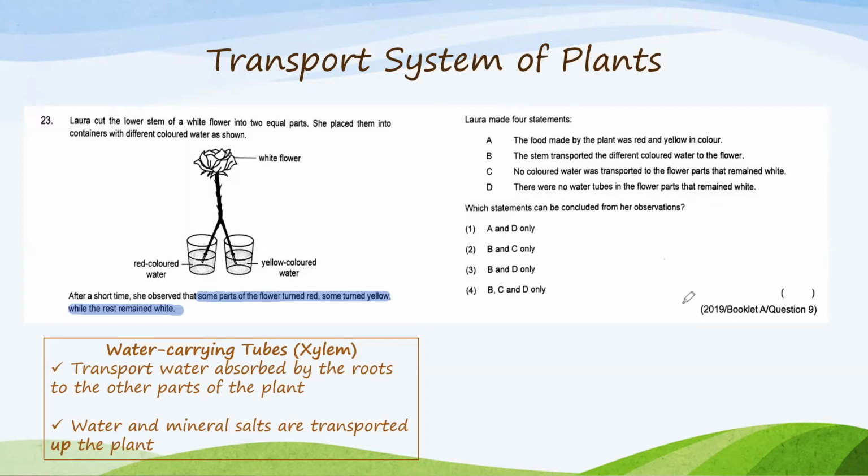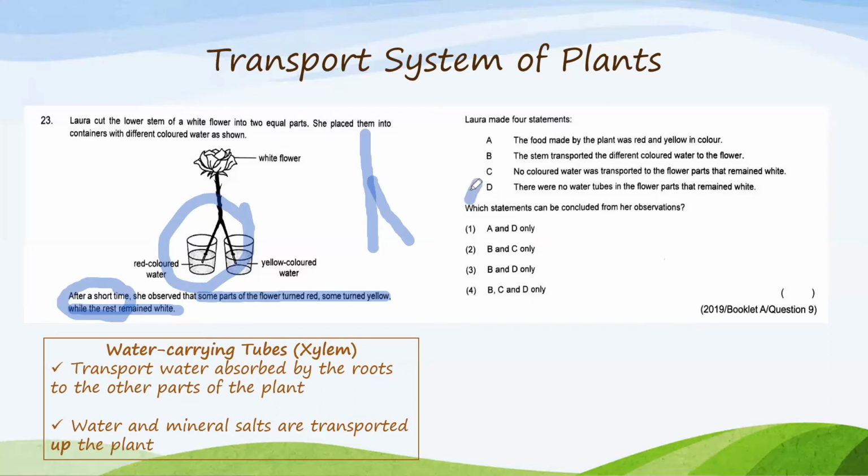We cannot conclude this because firstly, her observation was done after she left the flower for a short time. So maybe the water carrying tubes did not manage to transport the colored water to all of the flower. But maybe after a longer period of time, all parts of the flower will be covered by either red or yellow. Either that, or some of the water carrying tubes might have been damaged when the stem was cut into 2. So maybe some of the water carrying tubes are damaged, but we do not know that. We cannot conclude just from this experiment alone.